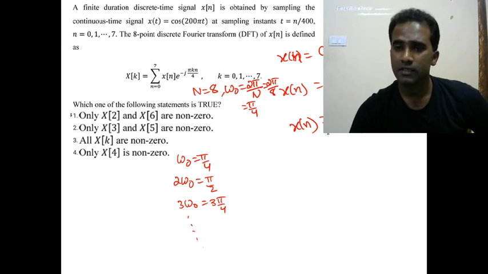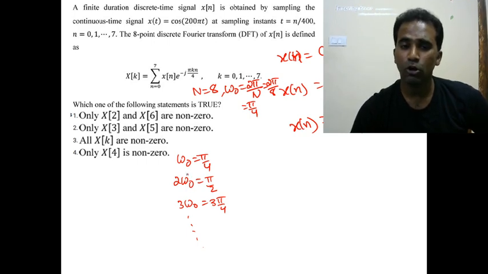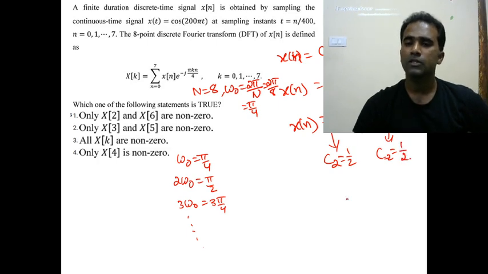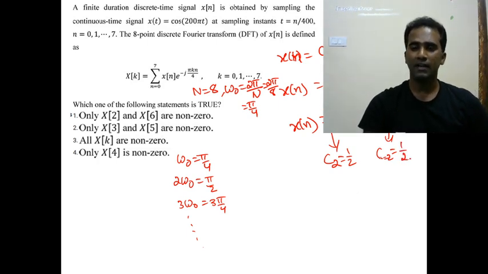If you observe this signal x of n, what harmonics are present? Pi by 2 is present, which means it's the second harmonic. Second harmonic present means the Fourier series coefficient C2 will be equal to 1 by 2, and this corresponds to C minus 2, which is also 1 by 2. So C2 and C minus 2 are half and half.